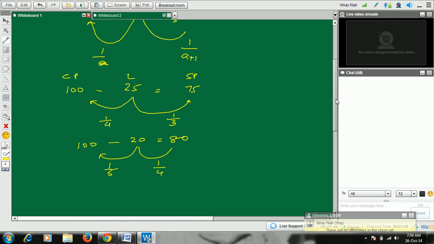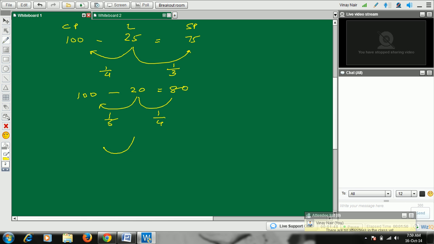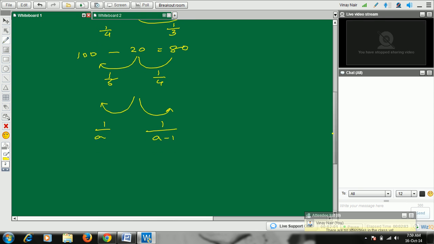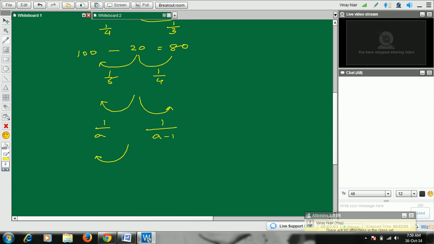So if loss is 1 by A of the cost price, then it will be 1 by A minus 1 of the selling price. Or in other words, if it is 1 by A plus 1 of the cost price, then it will be 1 by A of the selling price, the other way around, right?